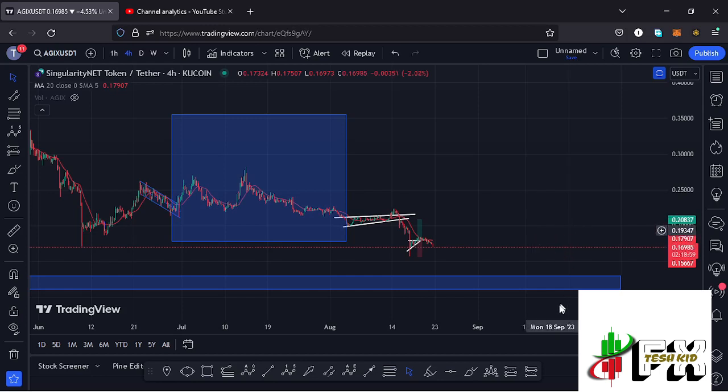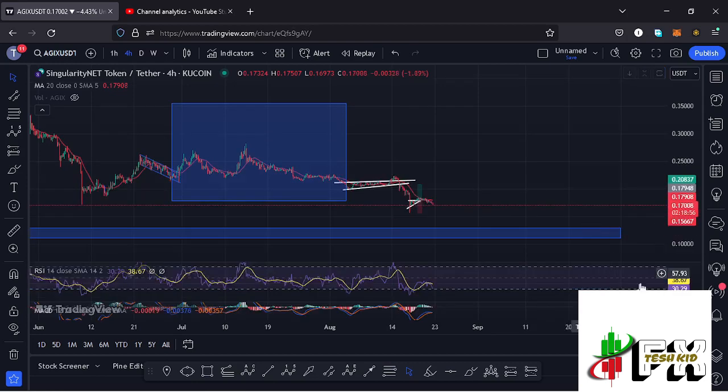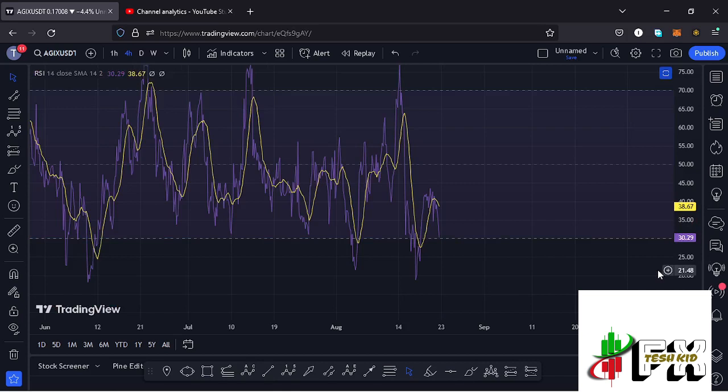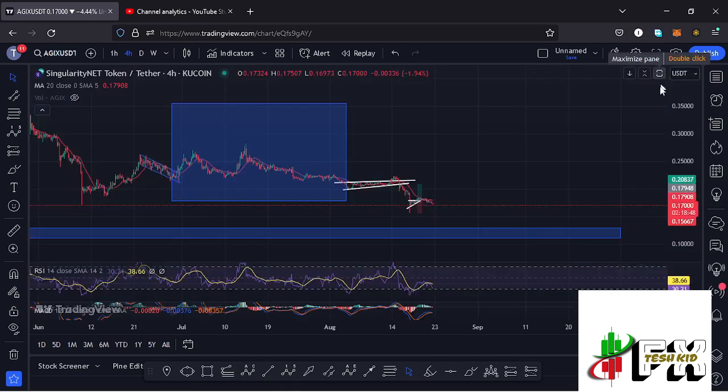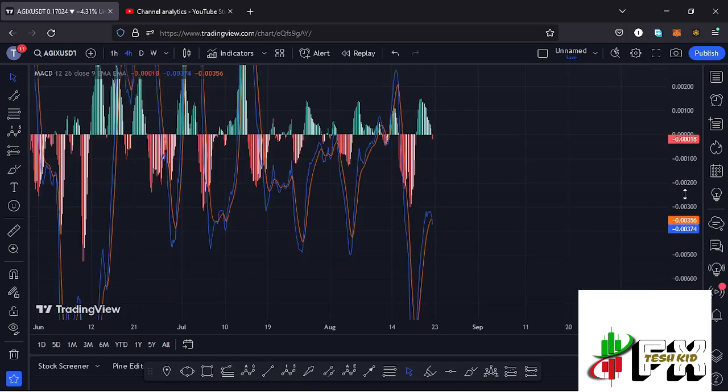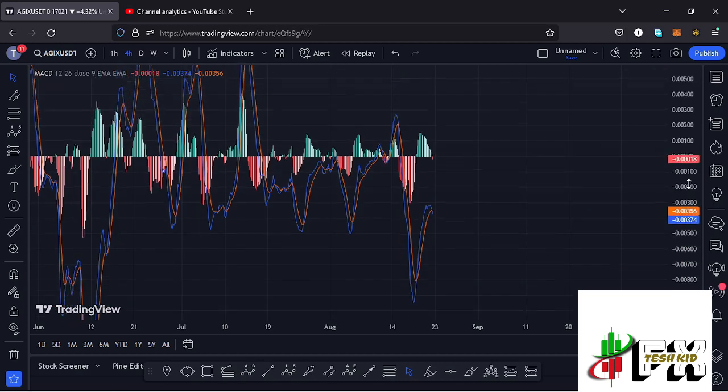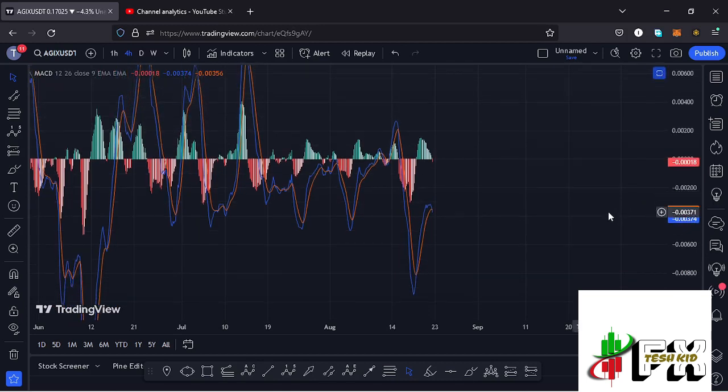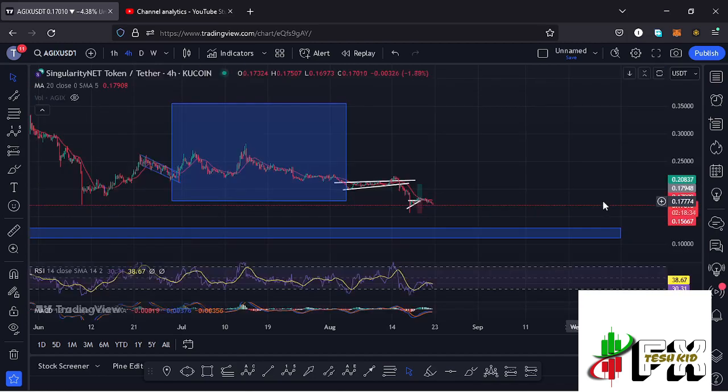Also taking a look at the indicators here on the 4-hour RSI, we are trading at around the 30 mark and we are just about to get into the oversold region. Also taking a look at the MACD, we have been able to print a bearish cross, still suggesting further breakdown. So let's be patient and see how that plays out, and I will be keeping you up to date.